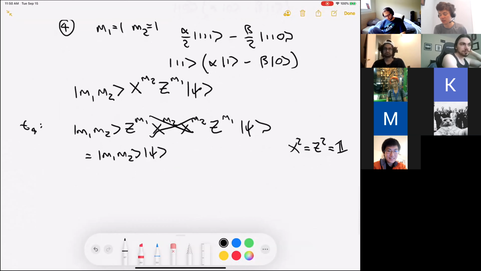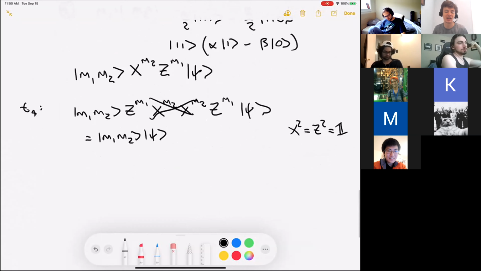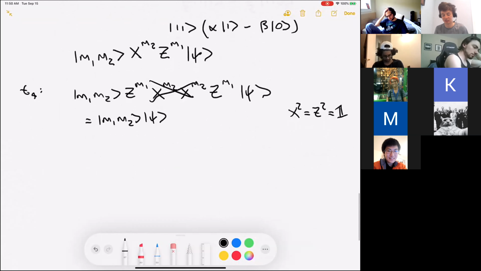So magically, we end up with the two qubits held by Alice just recording the measurement outcomes. But Bob's qubit is in exactly the state psi.